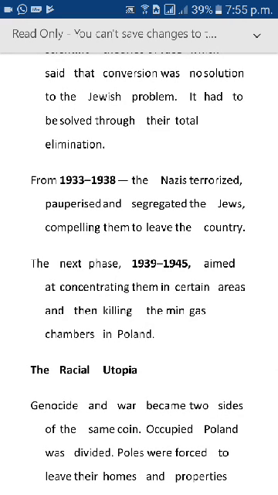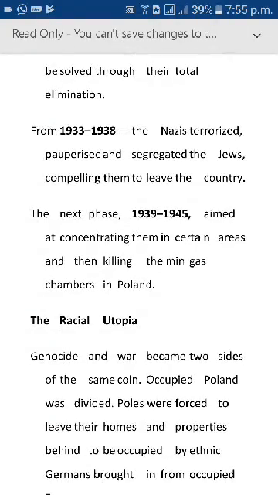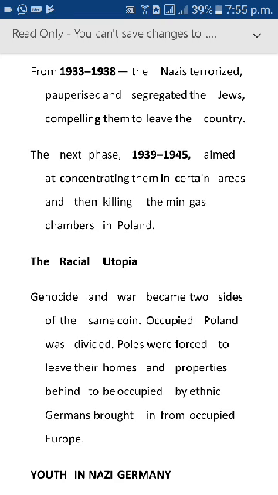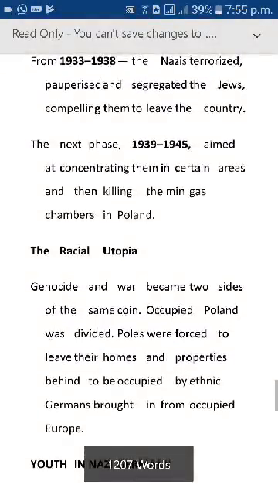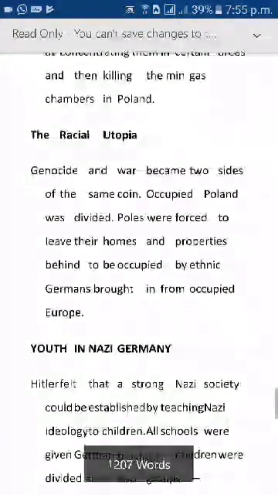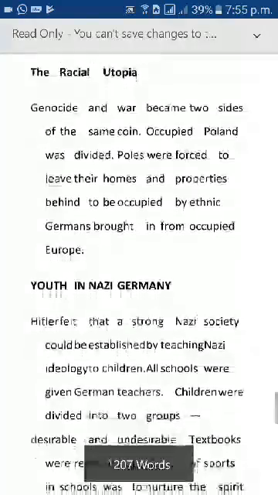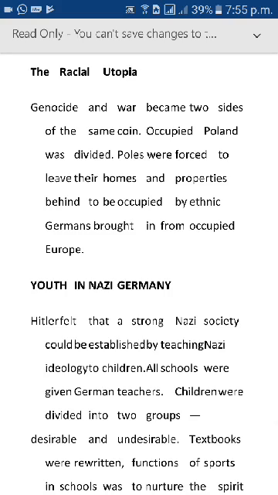From 1933 to 1938, the Nazis terrorized, pauperized, and segregated the Jews, compelling them to leave the country. The next phase, 1939 to 45, aimed at concentrating them in a certain area and then killing them in gas chambers in Poland. Then the racial utopia. Genocide and the war became two sides of the same coin. Poland was occupied and divided. Poles were forced to leave their homes and properties behind, to be occupied by ethnic Germans brought in from occupied Europe.